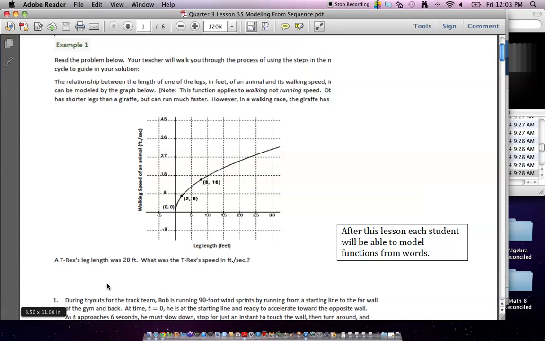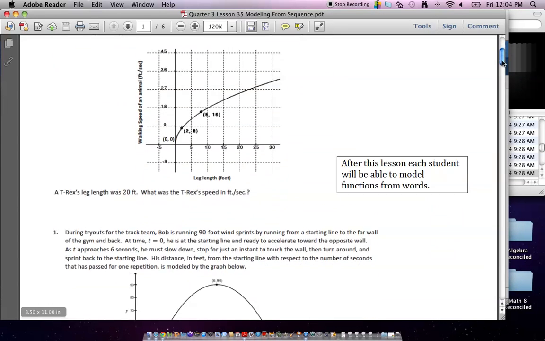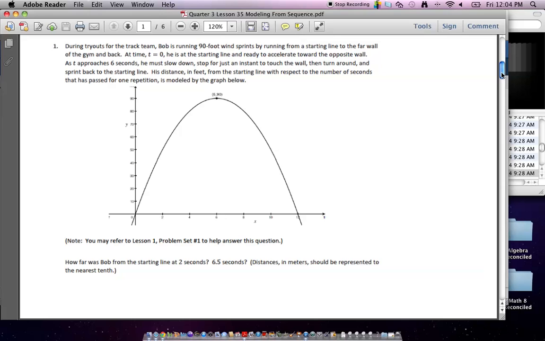Next. During the tryouts for the track team, Bob runs 90-foot wind sprints. We talked about this the other day. Time t equals 0 is at the starting line, he accelerates toward the opposite wall, turns around, runs back, and so on. How far was Bob from the starting line at 2 seconds? So how far was he from the starting line in 2 seconds? Leanne? 50 meters.